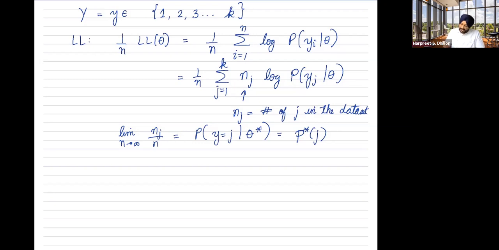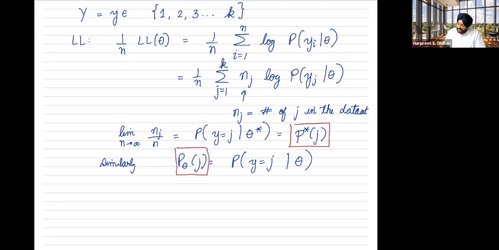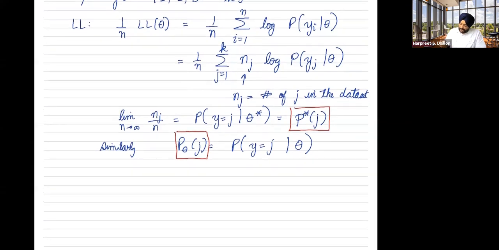Okay, so similarly, I can define p theta of j, which is the same probability of y taking j under our assumed model theta. So we now have two terms here, p star of j and p theta of j. Think of theta as just any parameter or parameters which are defining your distribution. Okay, so let's look at the log likelihood now, under this assumption that n tends to infinity.